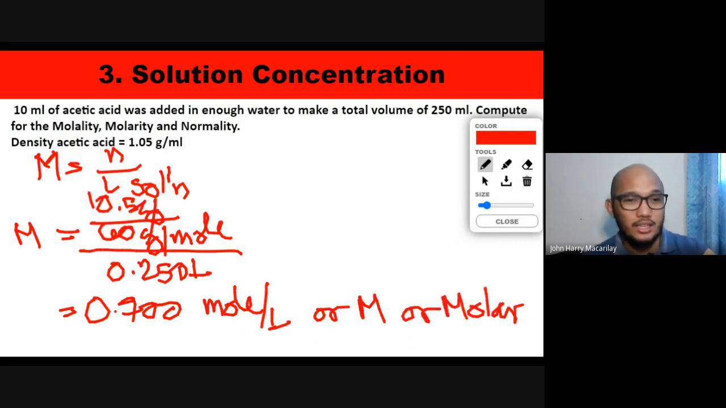So if you notice, molality will have a higher concentration. It's because of the denominator. Because for your molality, it's just the solvent. That's why it will give a higher concentration. So that is now for your molarity.